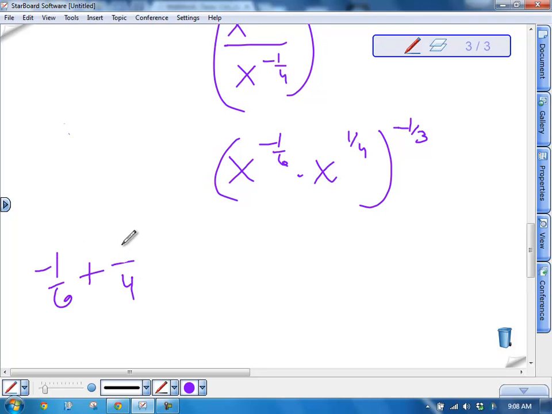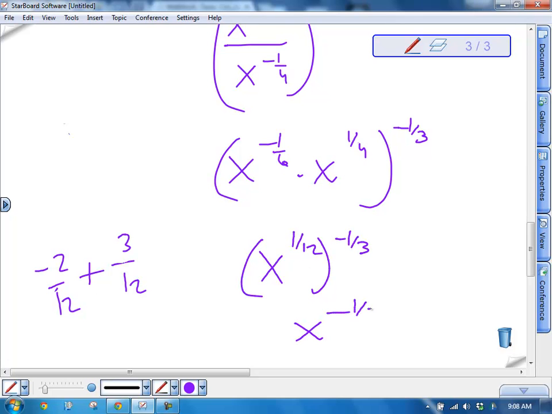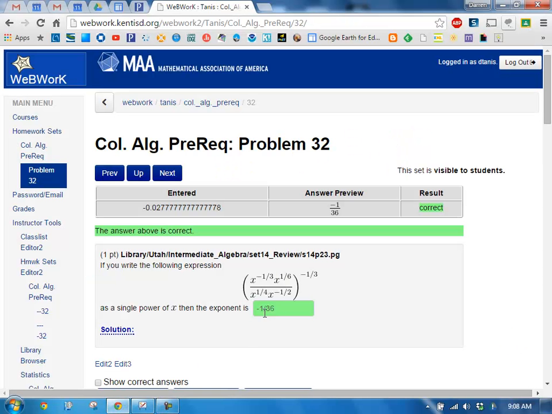So I'm going to multiply top and bottom of this one by 3, and top and bottom of this one by 2. And that gives me positive 1/12. And then I'll raise to the negative 1/3, so it gives me x to the negative 1/36. So negative 1/36 is the right answer.